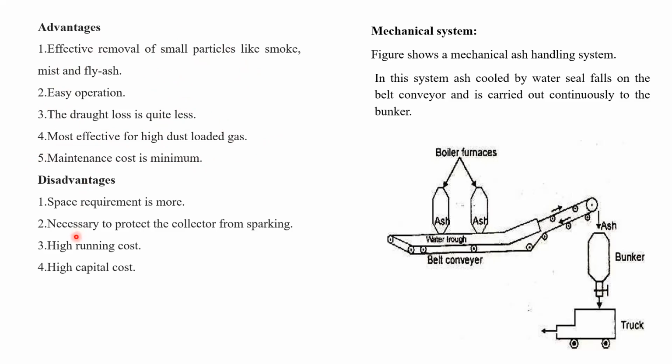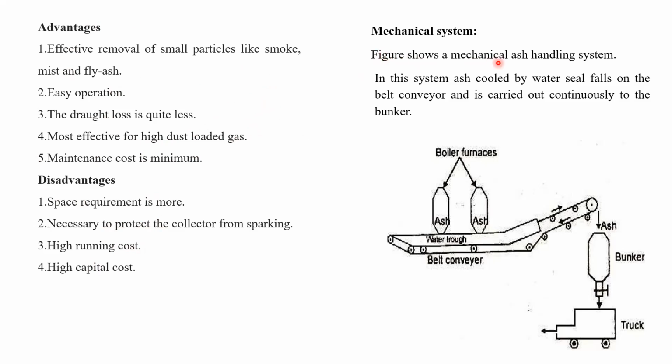Some of the disadvantages you will see: space requirement is more because there are a number of rows of cathodes and rails. It is necessary to protect the collector from sparking. Due to the electric current, there are chances of accidents like sparking. High running cost, high capital cost. Initial cost is high, but overall, if we consider the removal as the main point, then it is the best method.